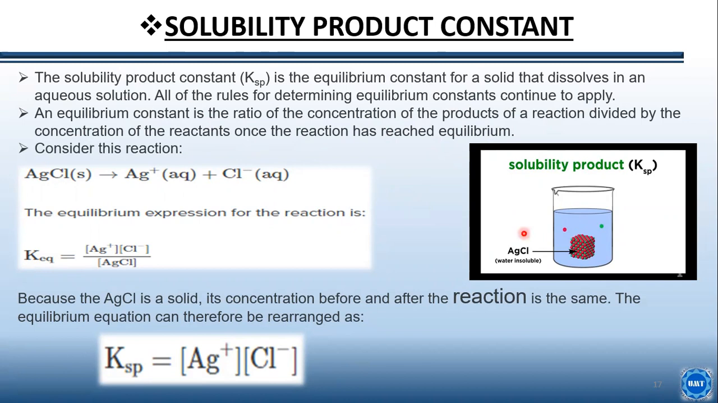This is the KSP of silver chloride, and this shows the water-insoluble precipitate of silver chloride. Silver chloride in its composition has the cation silver and the anion chloride. The equilibrium expression for the reaction is this. Because silver chloride is a solid, its concentration before and after the reaction is the same. The equilibrium reaction can be written as follows.